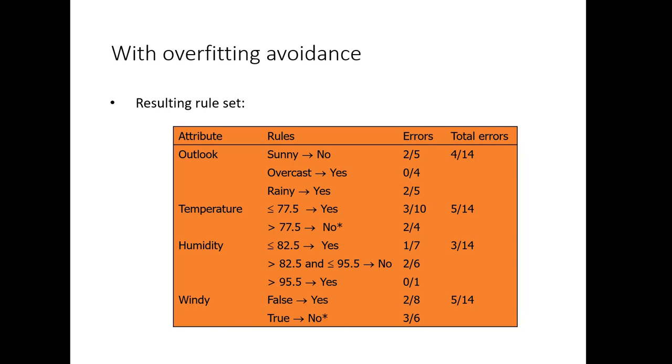So if you are done, which one has the lowest total error rate? Lowest error rate is humidity. Right. Now let me show you this answer with the software.